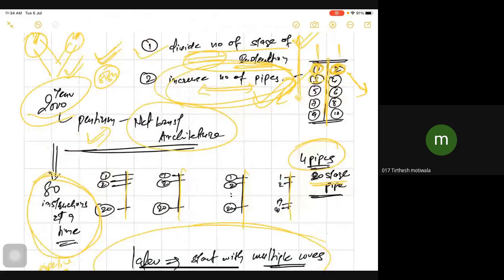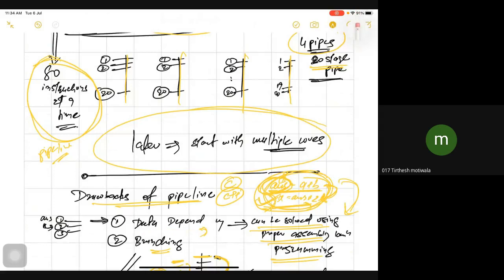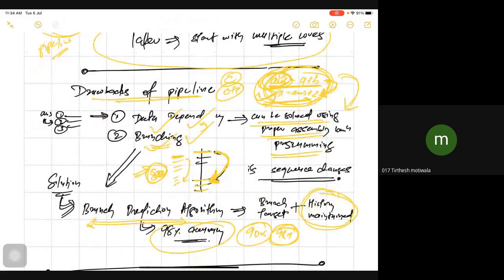There are two disadvantages of pipeline. One is data dependency and one is branching, but both can be solved. One can be solved by machine instruction. Branching can be solved using branch prediction algorithm. Done? Yes, sir. So this is what you need to understand as far as pipelining is concerned, and that's it for today's session. I will share the link of this video soon in a group so you can watch it. Fine? For revision purpose. Yesterday also I shared the same video so you can refer that video also.